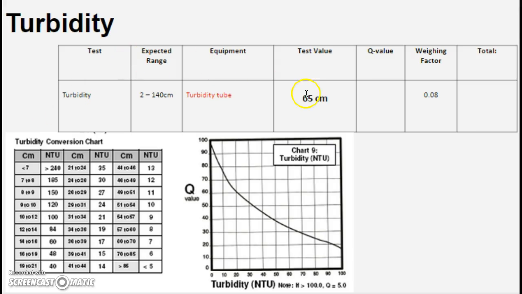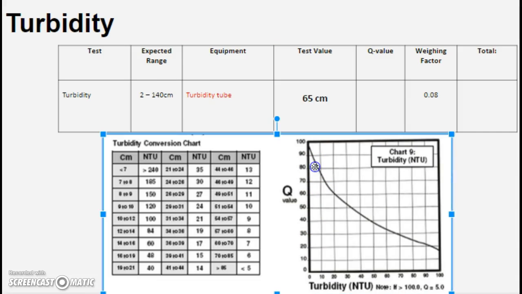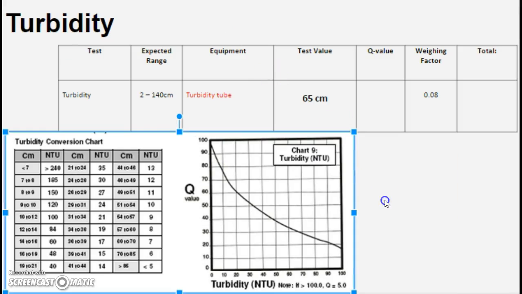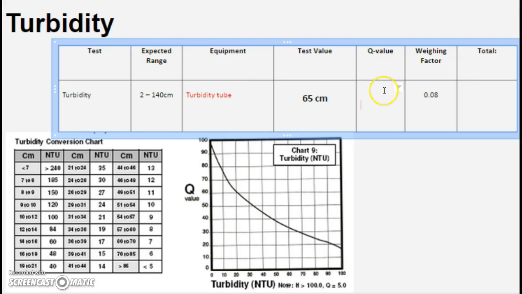So here goes for turbidity. I get these values, 65 centimeters in a turbidity tube. I have to use my NTU value conversion chart first. So 65 you'll find falls in this column. That's a 7. If I follow my 7 all the way up, I find that my Q value is going to be about an 82. So my Q value in this case is an 82. If I take 82 times 0.08 for my final value, I get 6.56.